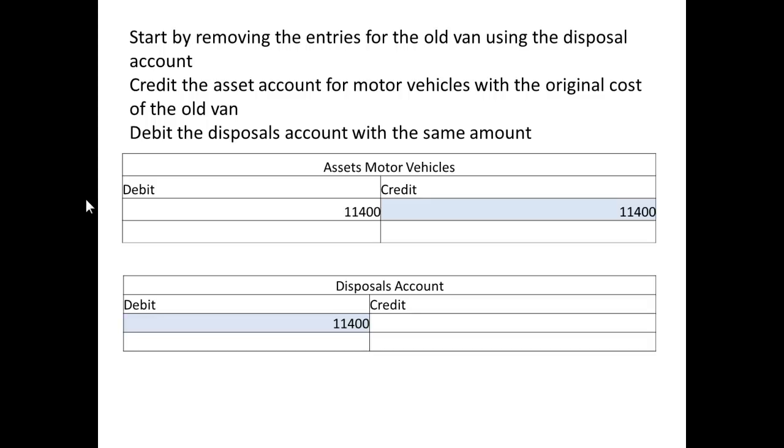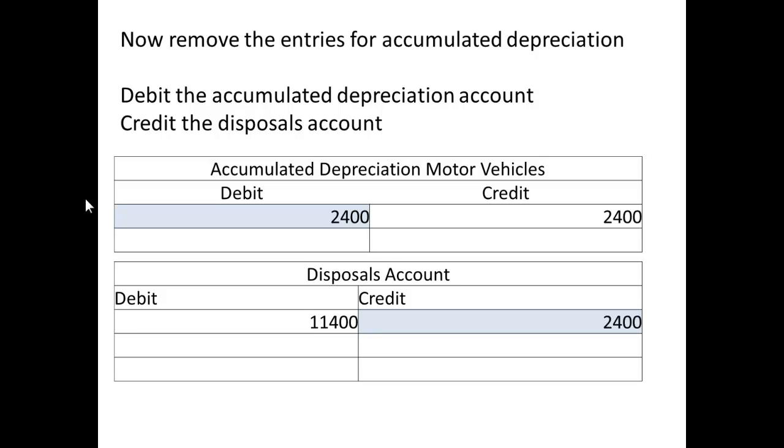So those are the figures we need to know. So we start by removing the entries for the old van using the disposal account as we would normally. We will credit the asset motor vehicles account with $11,400. We will debit the disposals account with $11,400. That removes the cost of the old van. And we will now take the accumulated depreciation and we will debit that with $2,400 and credit the disposals account with $2,400. That now removes our accumulated depreciation.